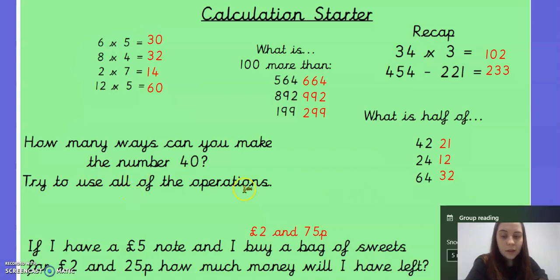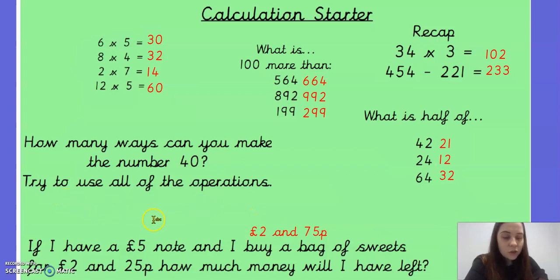So how many ways can you make the number 40? You need to try to use all of the operations. You need to use addition, subtraction, multiplication, and division. If I have a £5 note and I buy a bag of sweets for £2.25, how much money will I have left? The answer is £2.75.